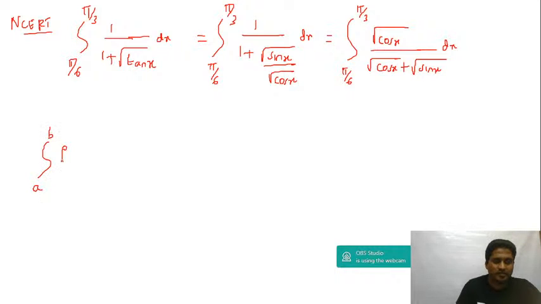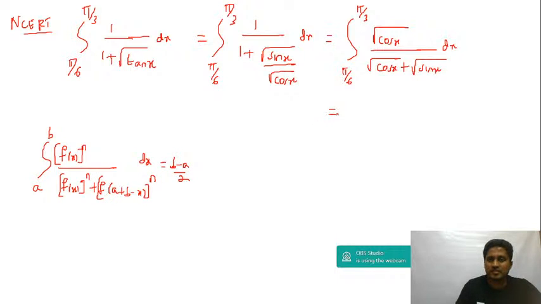Right, once I'm done with this, the limit will be equal to a to b. This is f of x to the power of n, even this is f of x to the power of n, and then plus f of a plus b minus x whole power n. The answer will be equal to b minus a by 2. So here this and this are the same form. Okay, the answer is b minus a by 2. So this is pi by 3 minus pi by 6 divided by 2. Pi by 3 minus pi by 6 is pi by 6, divided by 2, that's equal to pi upon 12. This is an NCERT worked out example only.